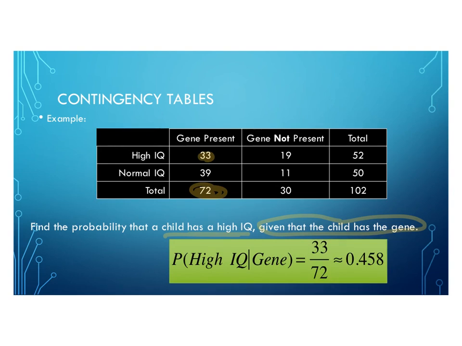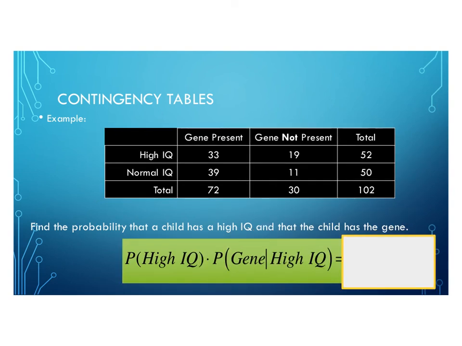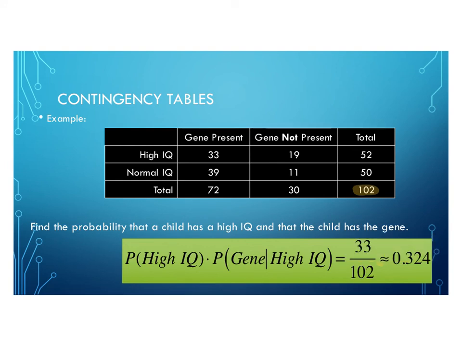And I believe here is our last one. Notice that it says find the probability that a child has a high IQ and that the child has the gene. Find the probability that a child has a high IQ and has the gene. So 102 is our denominator, and then our numerator is just going to be the high IQ and gene present box, 33.